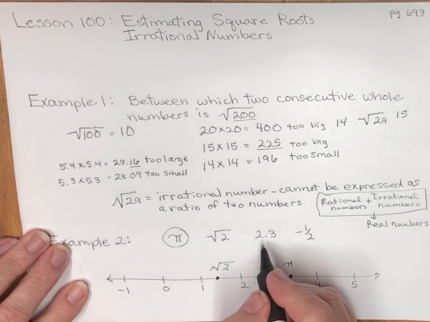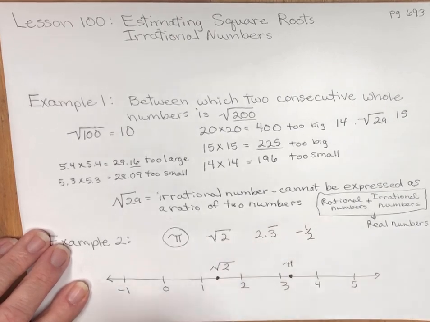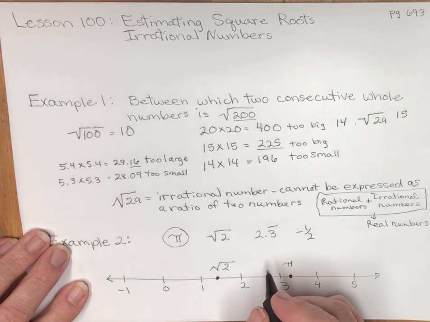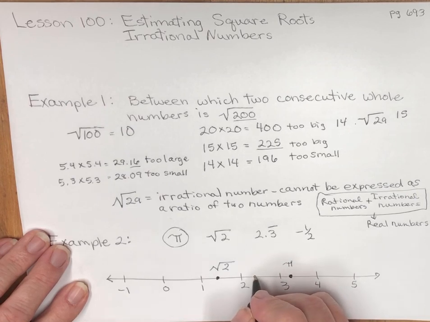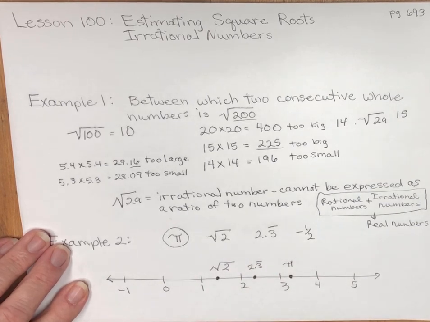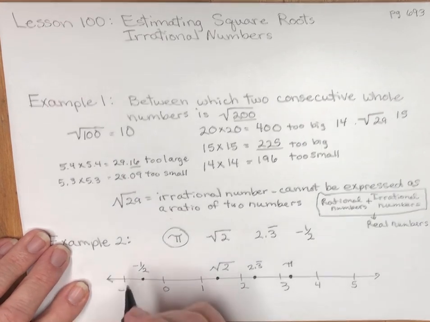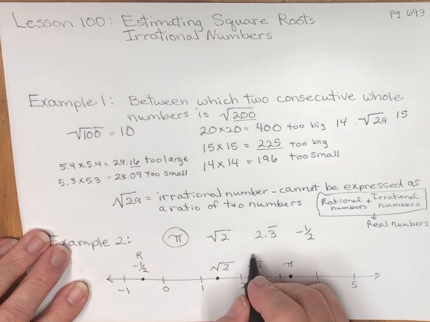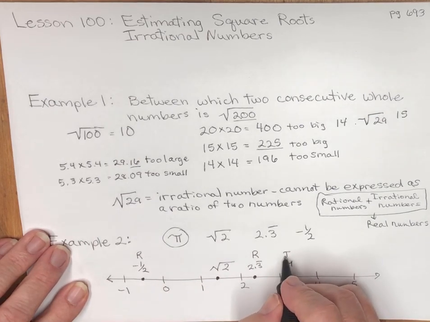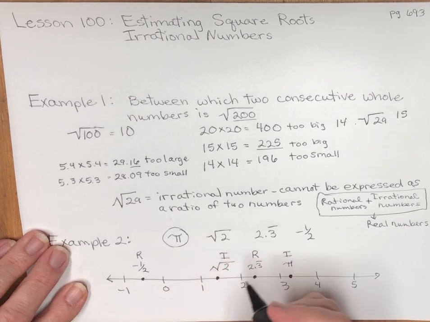Our next number is 2.3 with a repeating sign over the top. And we would place this one in between 2 and 3, but on the low side right here. So this is 2.3 repeating. This is a rational number. And then our last one is -1/2, which would go right here. It is also a rational number. So this one's rational, this one's rational, this one's irrational, and this one's irrational.